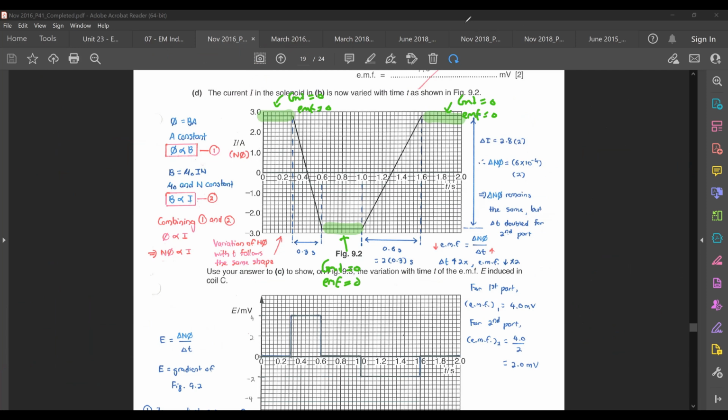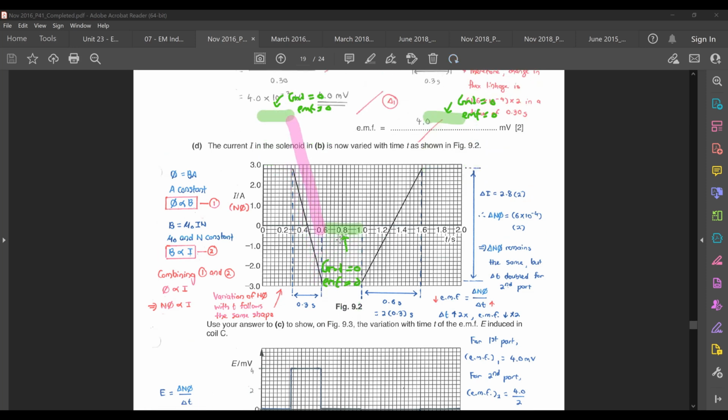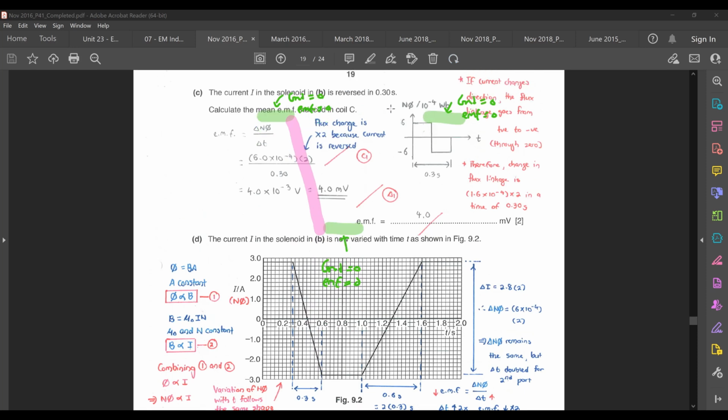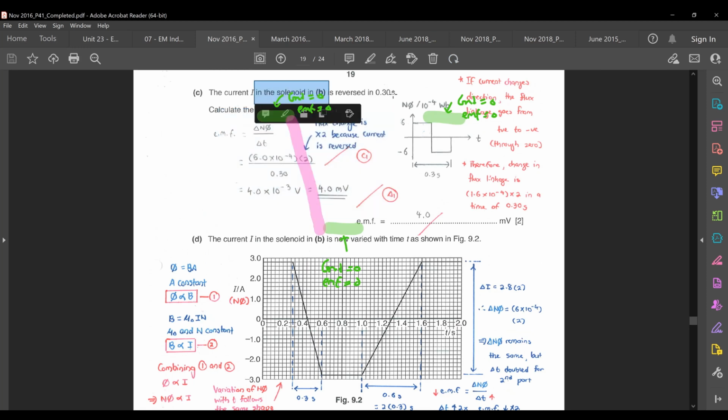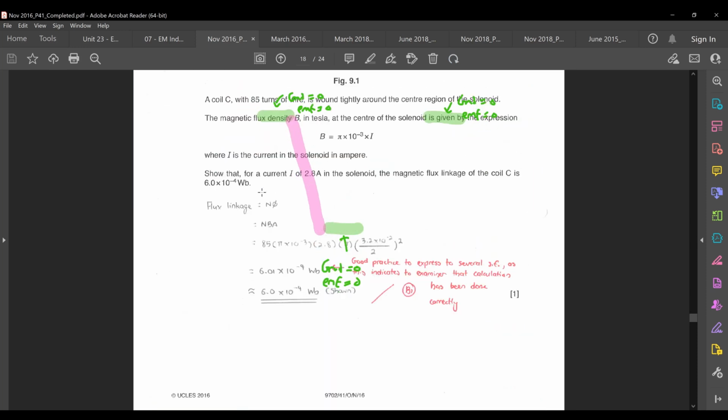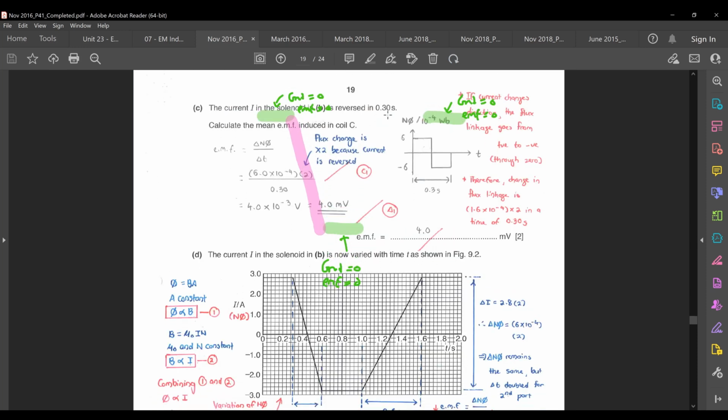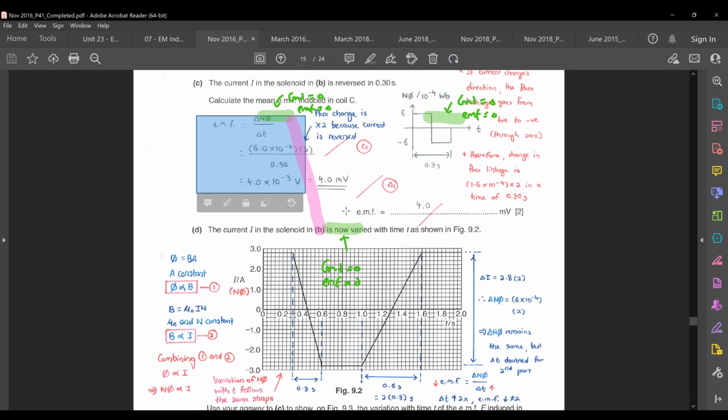Then how about this section here? Notice that there is something about this section that kind of matches what the question had described to you. If you look at your previous question, they asked you to find the EMF induced in coil C if the current is reversed in a time of 0.3 seconds. Your current was 2.8 amps. You reverse the direction in 0.3 seconds, which in turn got you this EMF value of 4 millivolts.